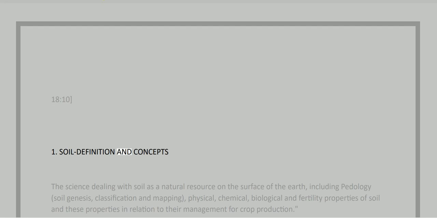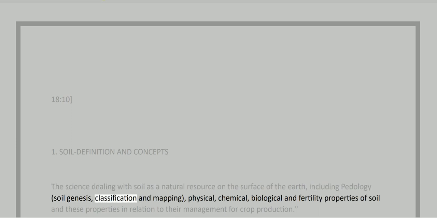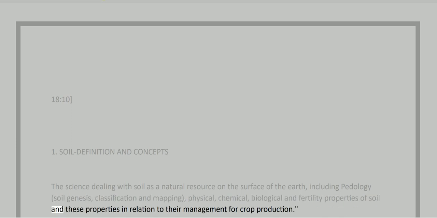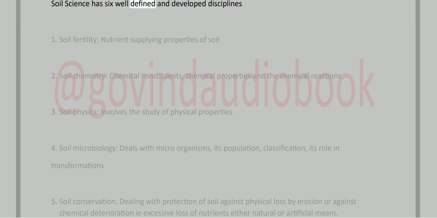1. Soil definition and concepts. The science dealing with soil as a natural resource on the surface of the earth, including pedology, soil genesis, classification and mapping, physical, chemical, biological and fertility properties of soil and these properties in relation to their management for crop production. Soil science has 6 well-defined and developed disciplines.